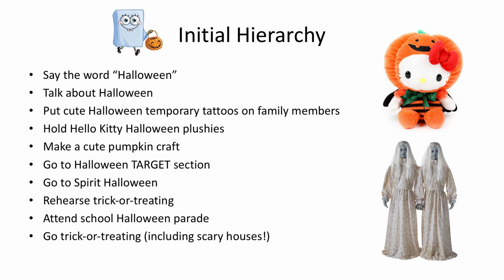So our initial hierarchy, this is just some examples of the things that we planned to do, were things as simple as saying the word Halloween out loud, which she had not been doing for a while. And even before that, maybe even mouthing it, so we're not saying it out loud, but we're taking our first baby step to getting there. Talking about Halloween out loud. Putting cute Halloween temporary tattoos on her family members. Holding Hello Kitty plushies that had Halloween costumes on them. Making a cute pumpkin craft.